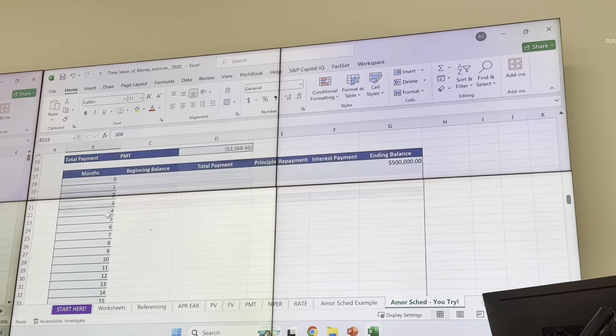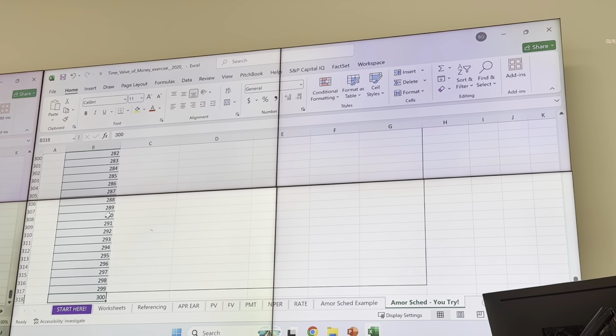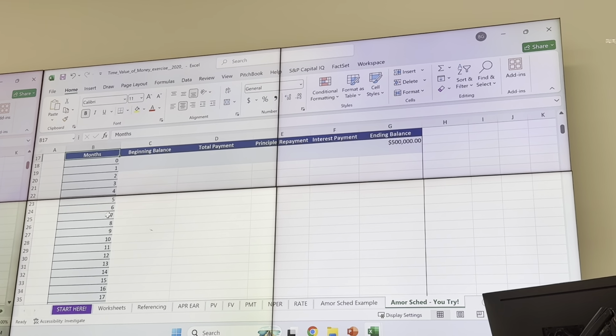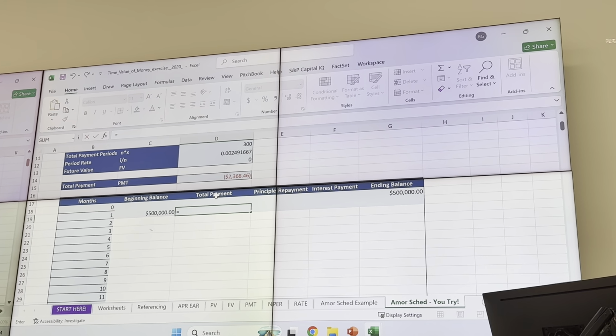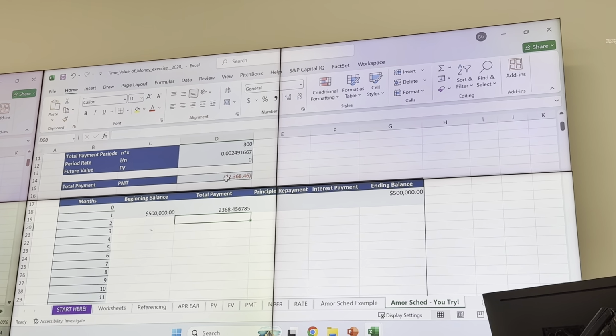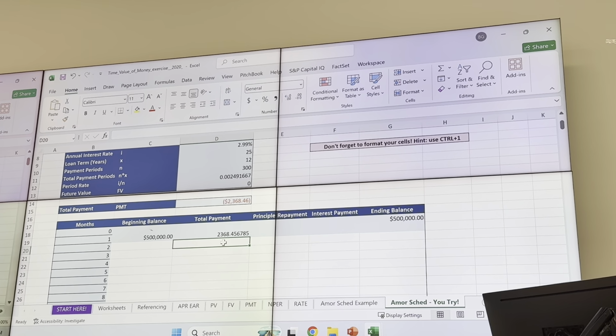So now when you go down, you see I have 300 payments, right? 300 months. Now my beginning balance from next month is equal to the ending balance of the previous period. Total payment is equal to the absolute value of this payment. Remember, the payment is a cash outflow. I need just the number here. I don't need the cash flow, inflow or outflow, just the number. So that's why I put an absolute value. Absolute value turns the negative value into positive.